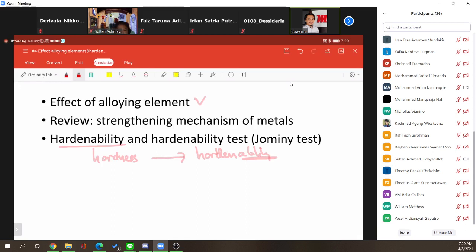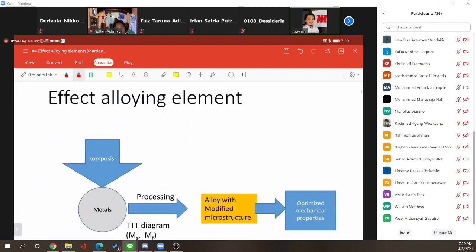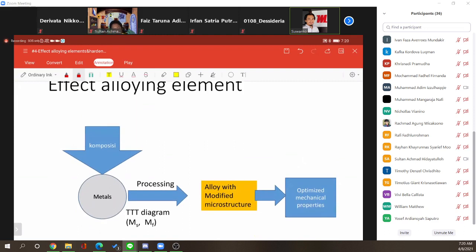One of those is the Jominy test. We discuss the Jominy test, how we perform the test, what kind of result we get, and how we can read the result from the Jominy test. Okay, so this is basically the general idea.